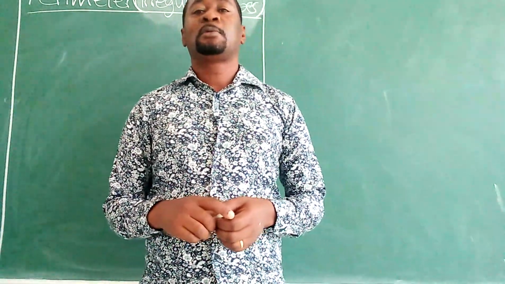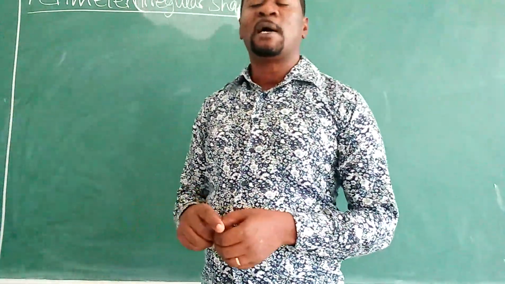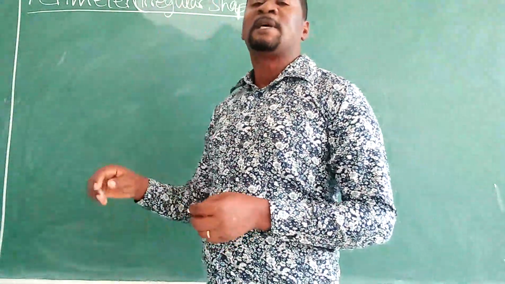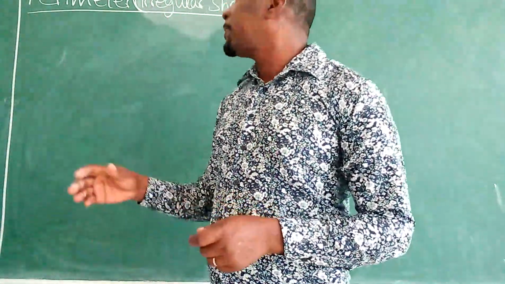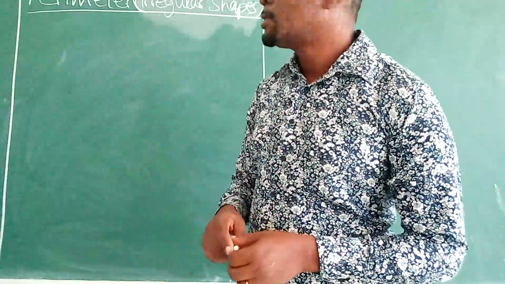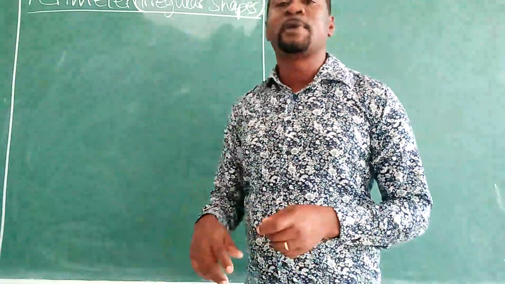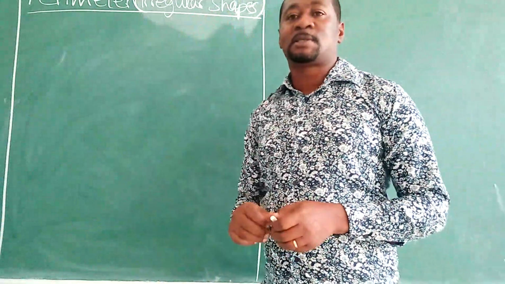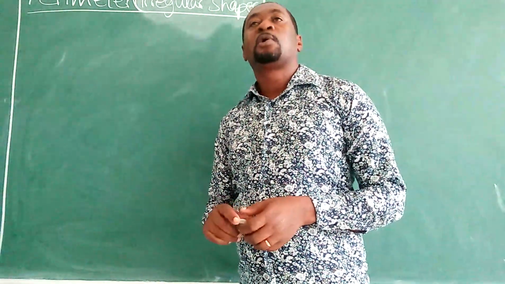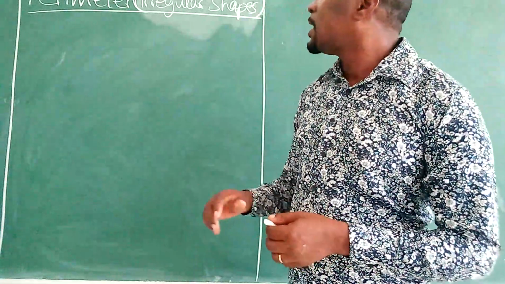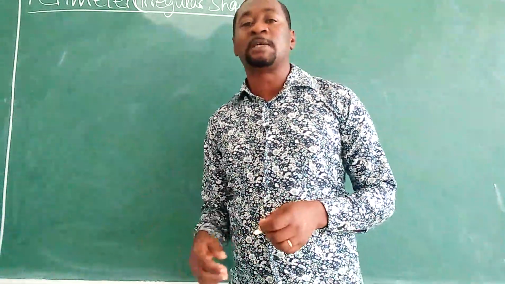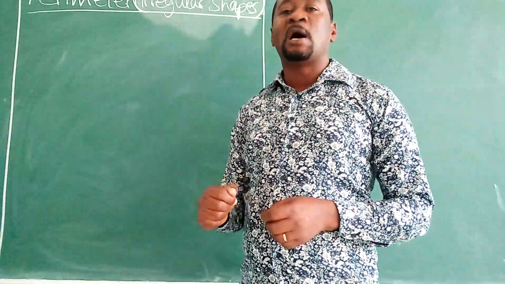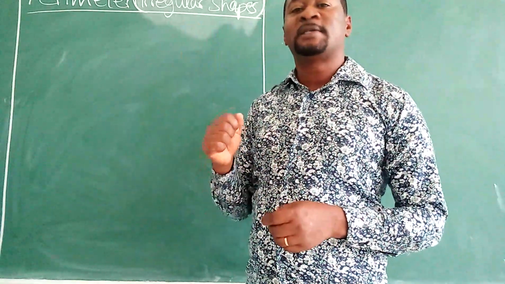This morning, we are to continue our lessons, and we have our subject mathematics, and the topic is perimeter. But this time around, we are going to treat irregular shapes. We've already done how to find the perimeter of regular shapes. And today, the one that we are going to do now is irregular shapes.